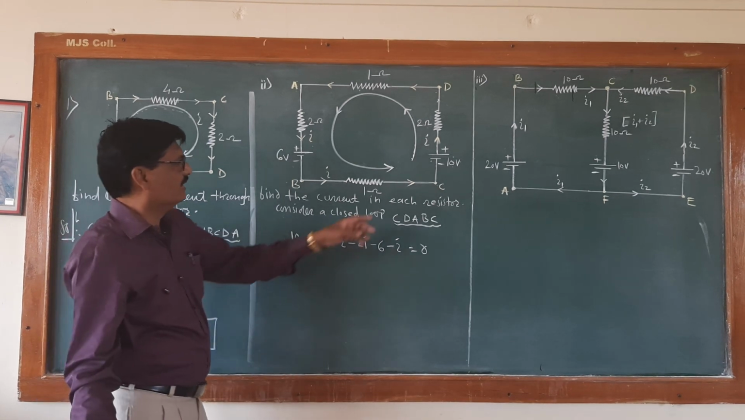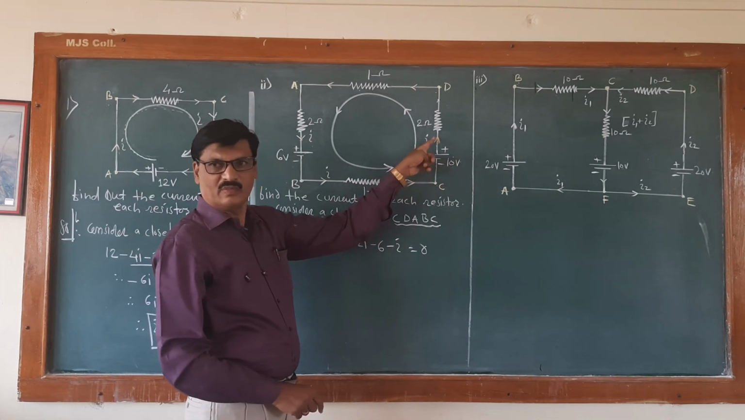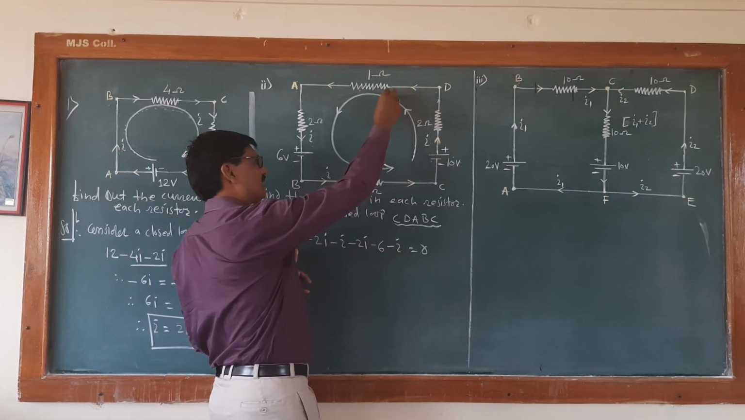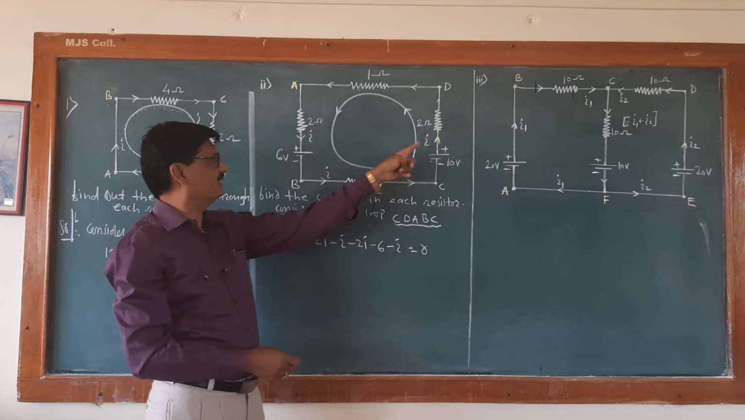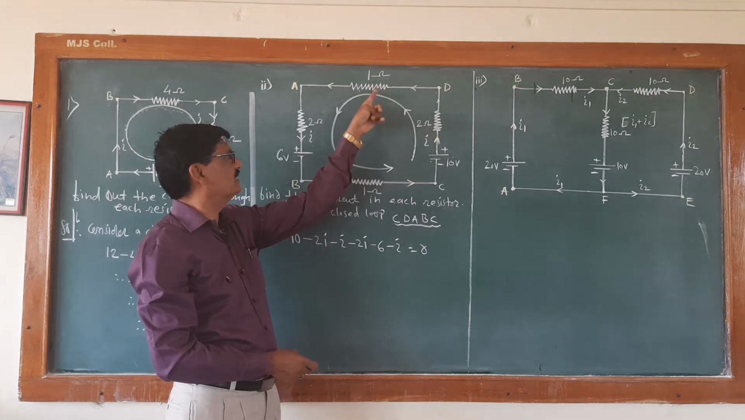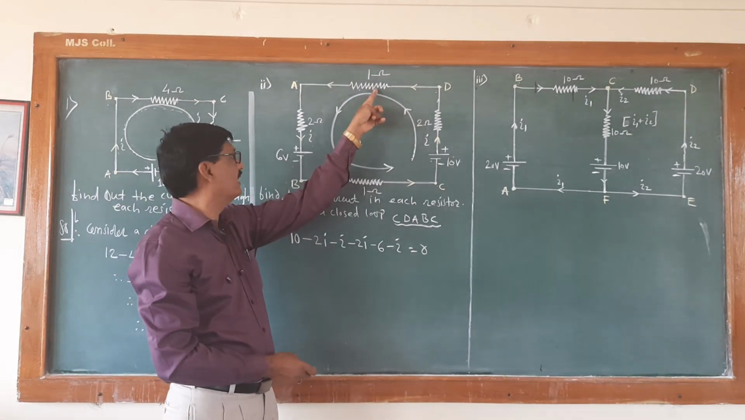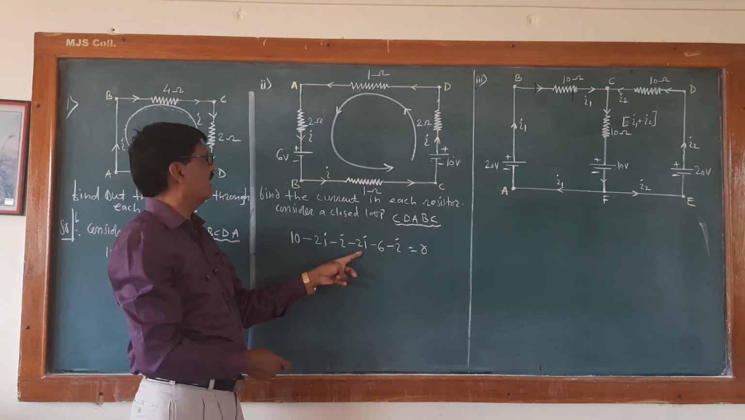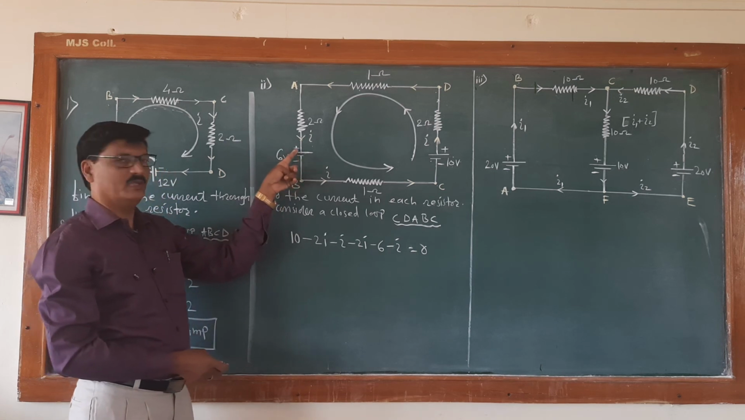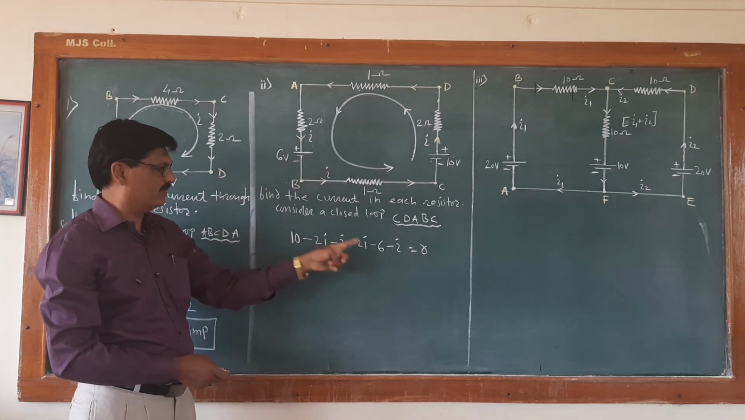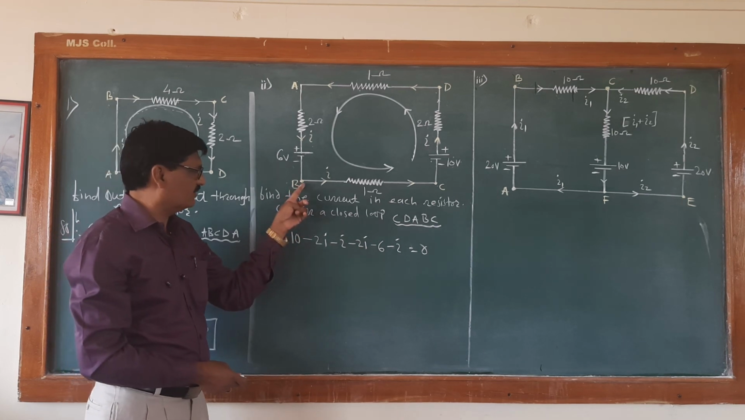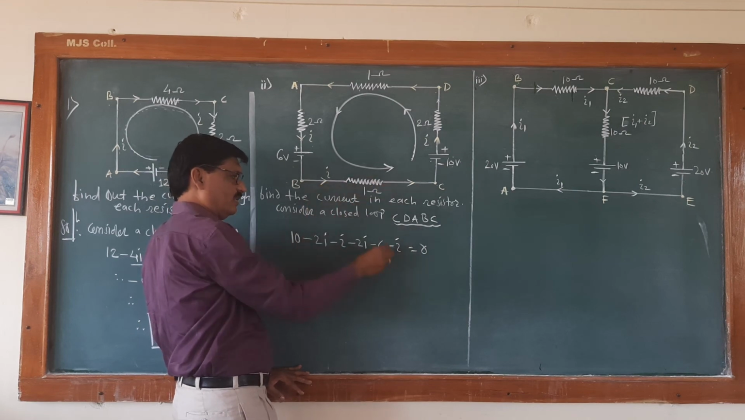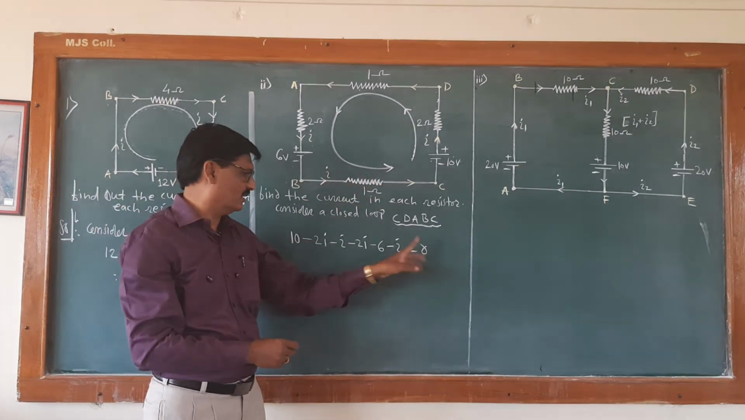Again I explain this point. EMF is positive if it travels from negative terminal to positive terminal, therefore it becomes plus 10. Again this is a direction of conventional current, potential difference taken in the direction of conventional current is negative. This is also direction of conventional current, this is also negative, and this is the direction of conventional current, this is negative, that is 2I, and here EMF is negative if you travel from positive to negative terminal, therefore it becomes minus 6. And again this point B to C, if you traverse at that time, this is a potential difference taken in the direction of conventional current, therefore it becomes minus I, this is equal to 0.